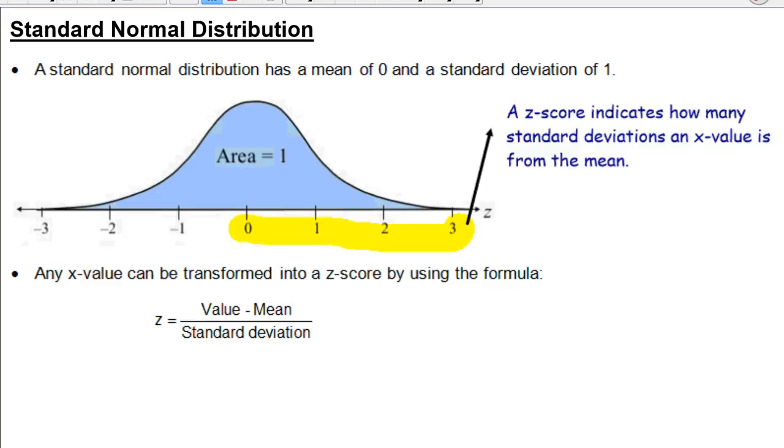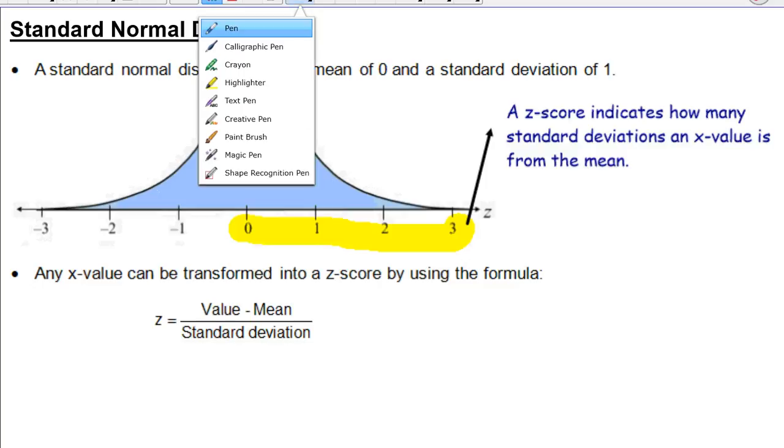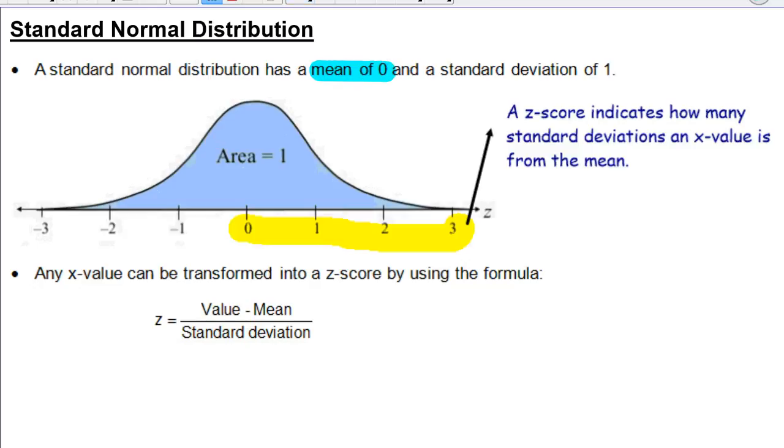Okay, I'm now moving on to standard normal distribution. A standard normal distribution has a mean of 0 and a standard deviation of 1. So mean of 0 and standard deviation of 1.